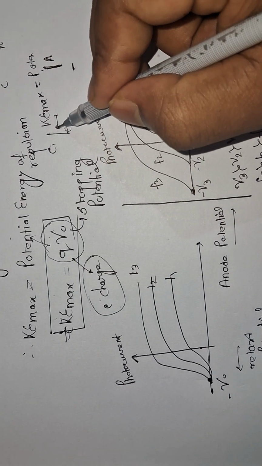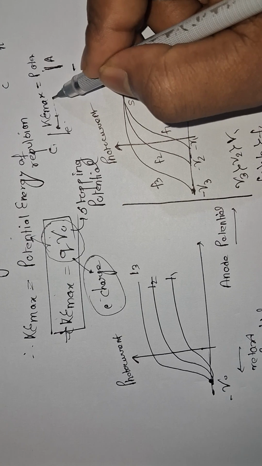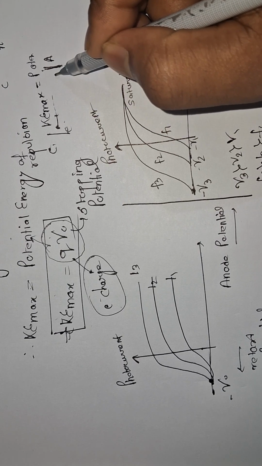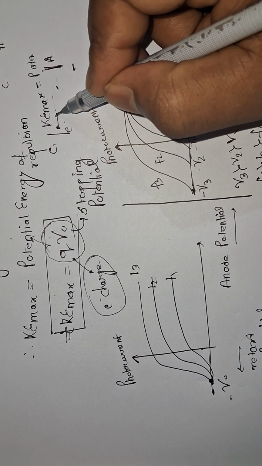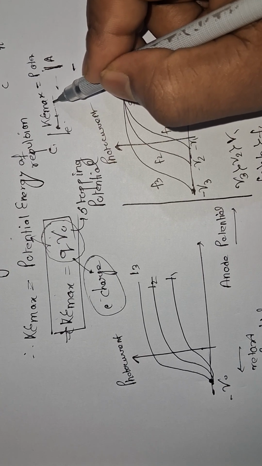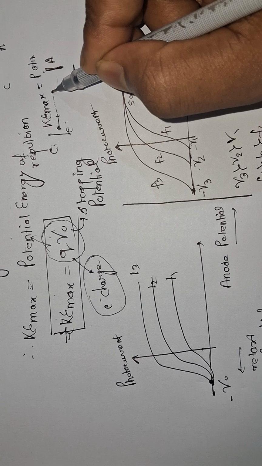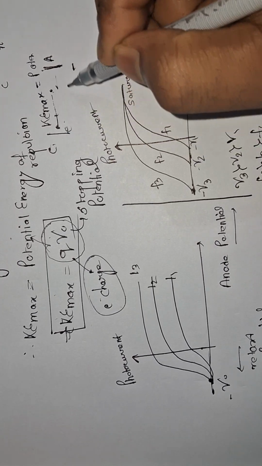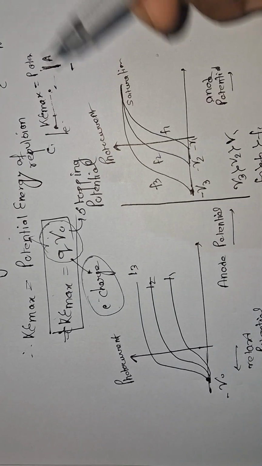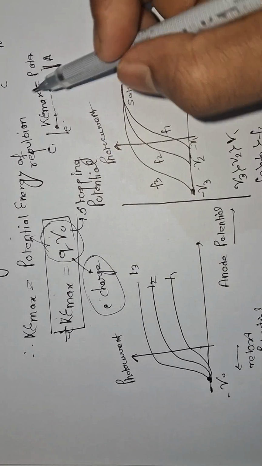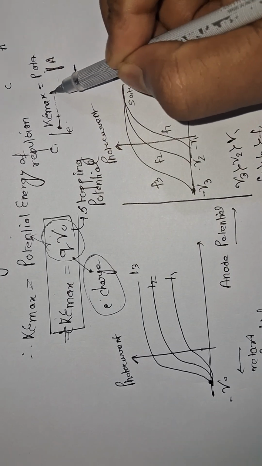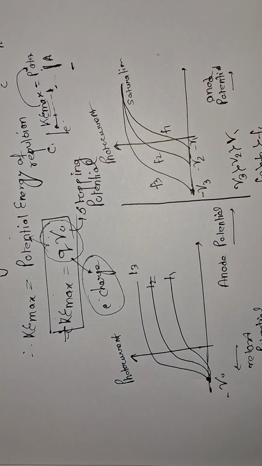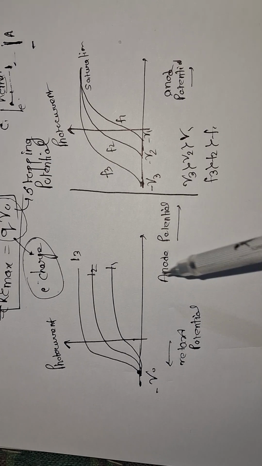So this photoelectron will be moving, and initially it had a great speed, but due to the repulsive force of this negatively charged anode, it will slowly lose its velocity, and a time will come when it will completely stop here. The moment it stops here, the potential we have applied to make it stop is known as your stopping potential. And in this position the whole K max gets converted to potential energy. I hope it's fine.